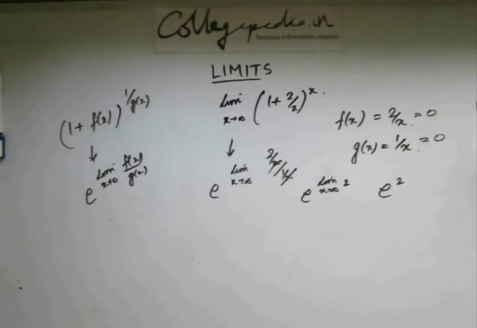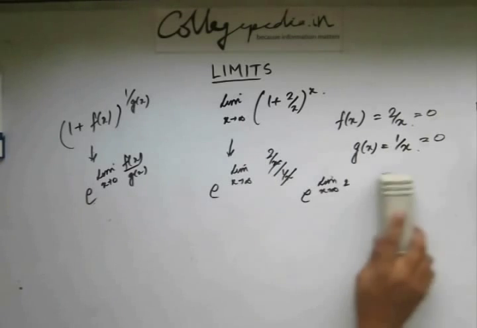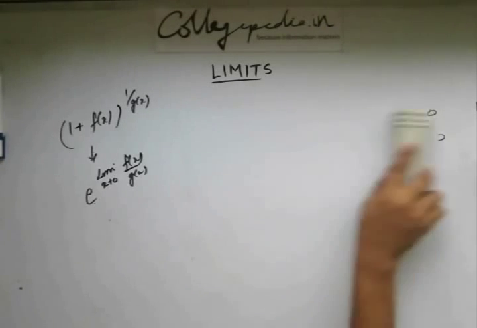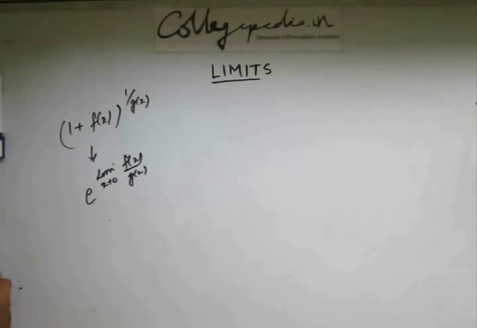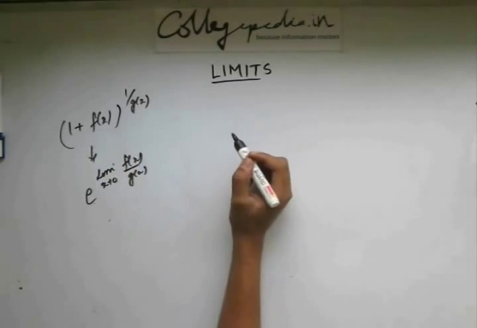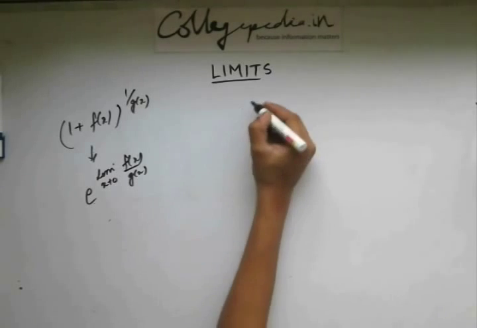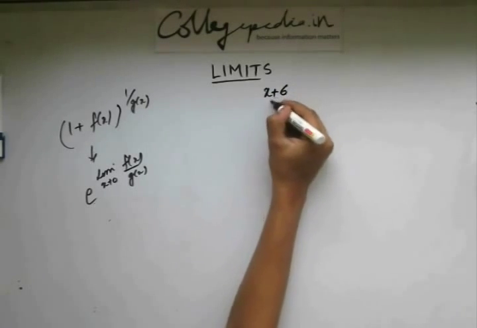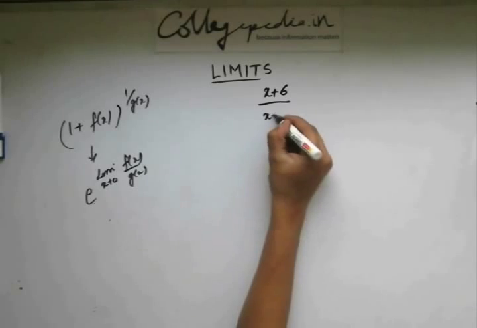Now let's take one more example to get it crystal clear. And remember, in questions where you don't get directly this form, we need to convert it into this form. For example, this question will make it more clear. Let's say I have asked you to evaluate this limit.